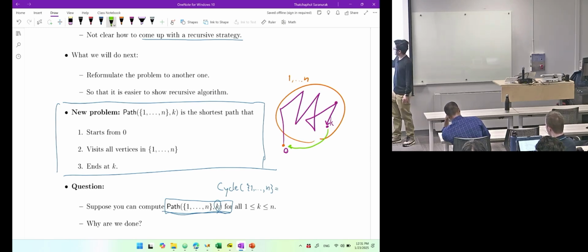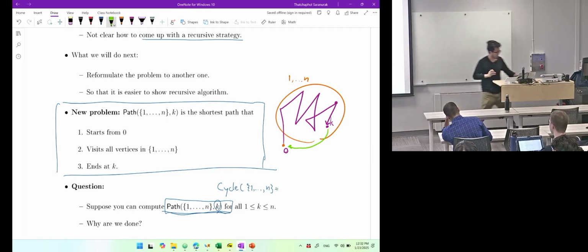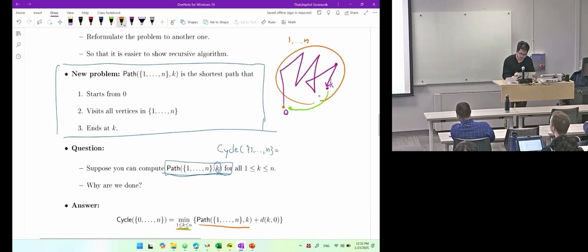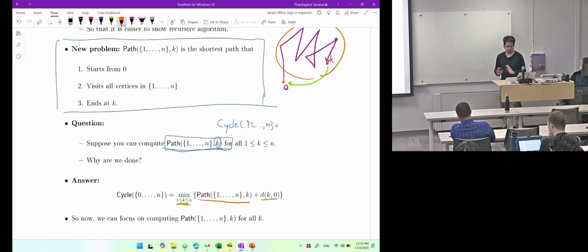So all we need to do is take the minimum over all k, there are n choices, of this one plus the distance from k to 0. This is an answer. Take it over all choices of k, right? You try to visit everyone and end at k, and then go back from k to 0. So if you can compute this thing for every k, then you're good. Then you can compute the best Hamiltonian cycle.